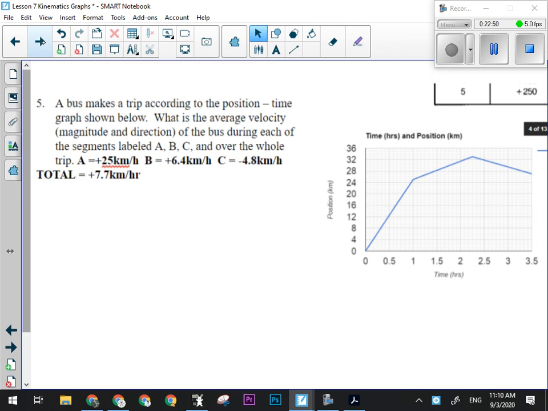I want you guys to try this one. This is a graph of a bus, and it's doing this trip. I want you to find the average velocity of the bus during each interval. So this would be interval A, this would be interval B, this would be interval C.